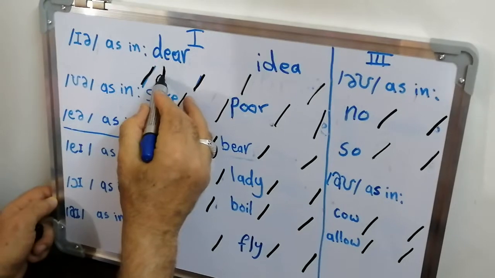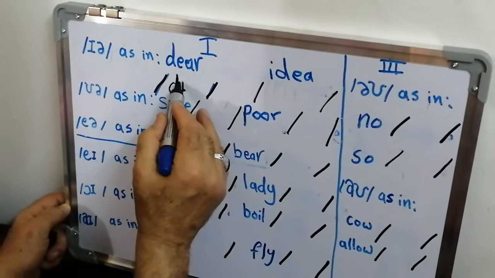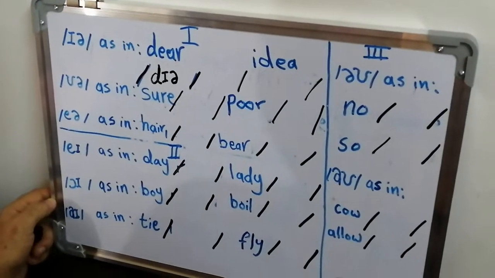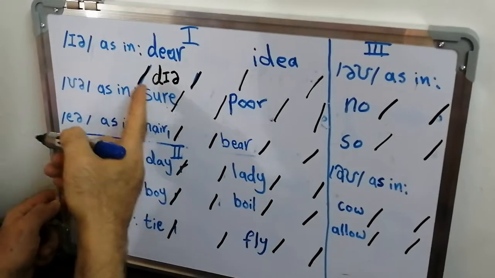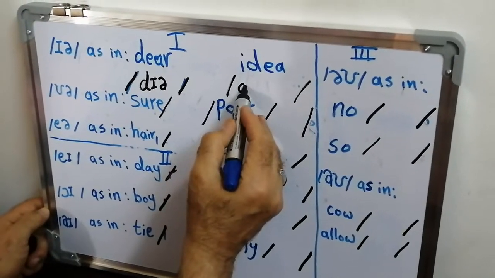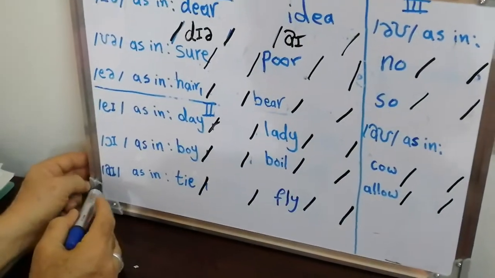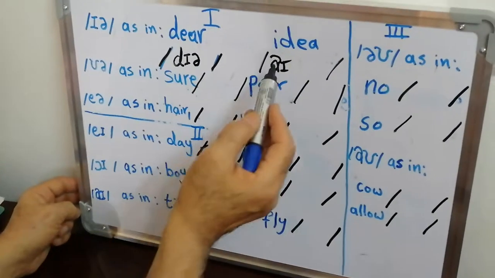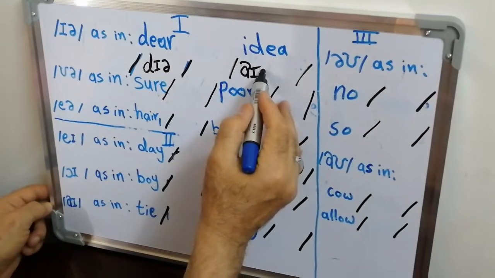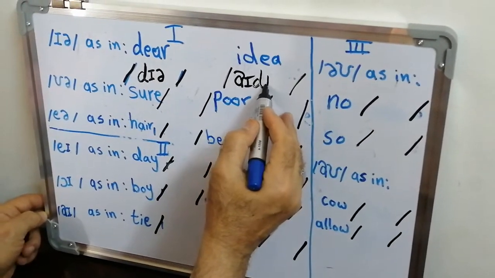This is the d sound, and this vowel sound, dear. So this is dear. So the vowel sound here, dear. What about here, idea? This vowel sound, I as in tie. Here we have it at the beginning of the word idea, I, then the consonant, and then this vowel sound which is ear.